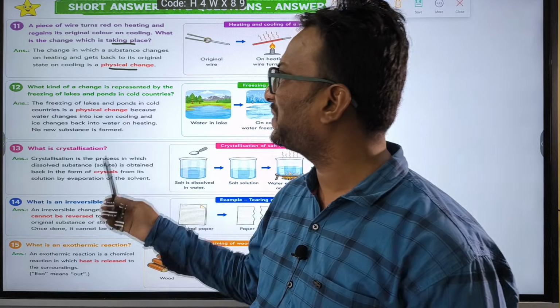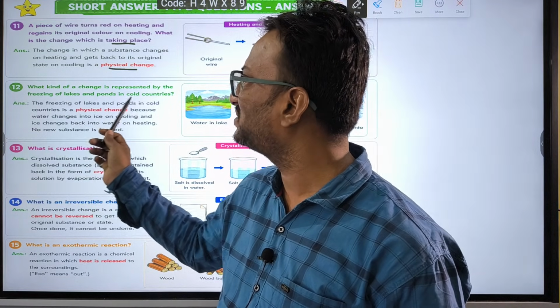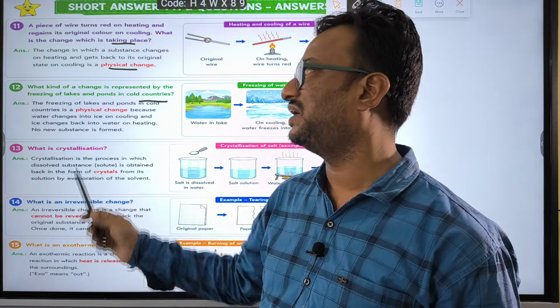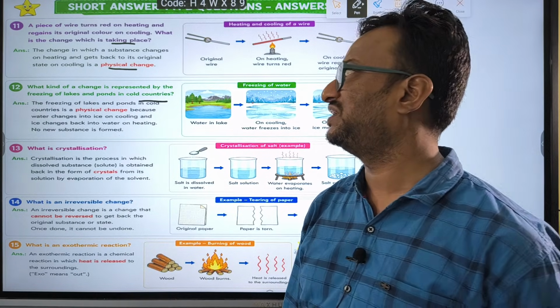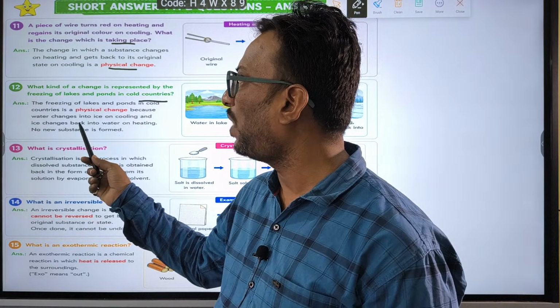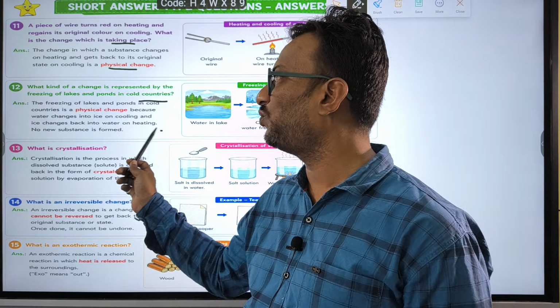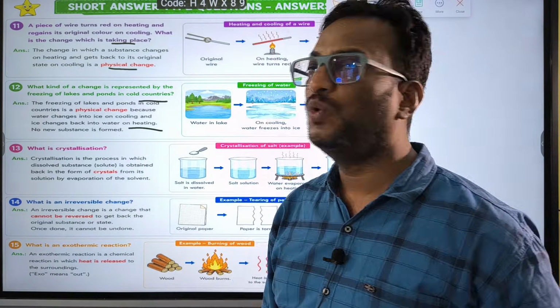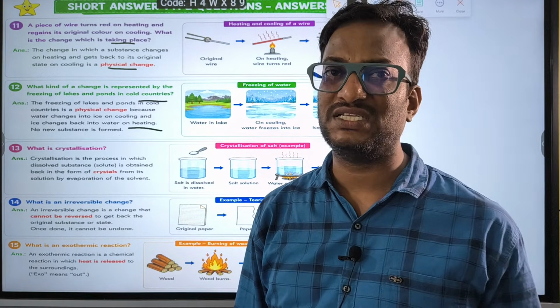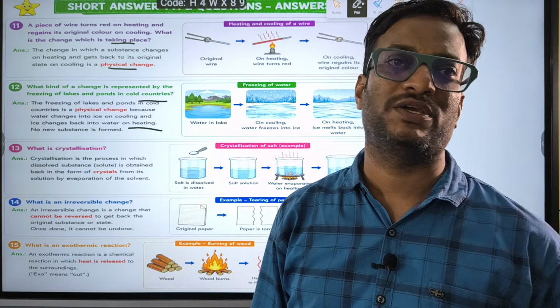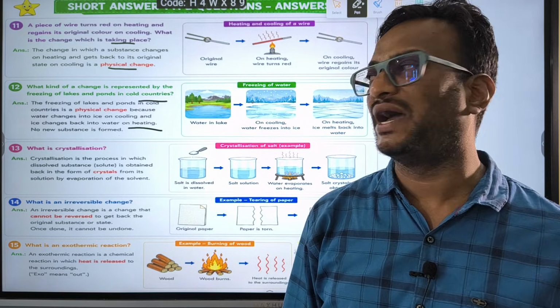What kind of change is represented by the freezing of lakes and ponds in cold countries? It is also a physical change, because water changes into ice on cooling and the ice changes back into water on heating. No new substance is formed. In both cases, we have only H2O molecules, in water and even in ice.